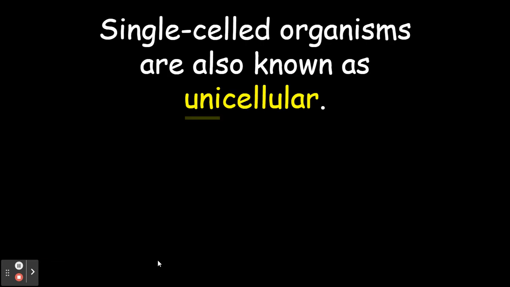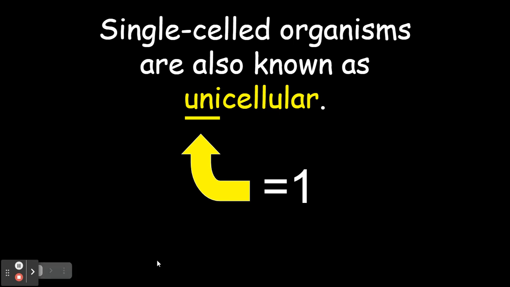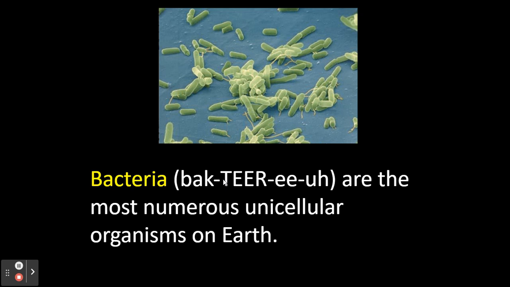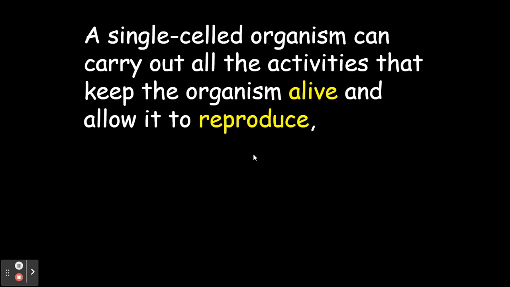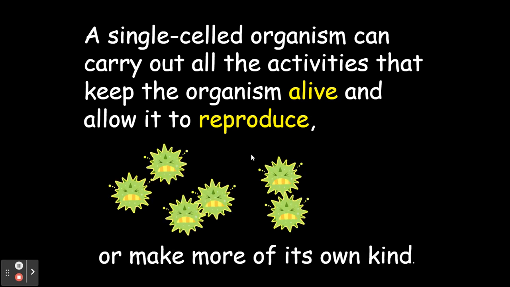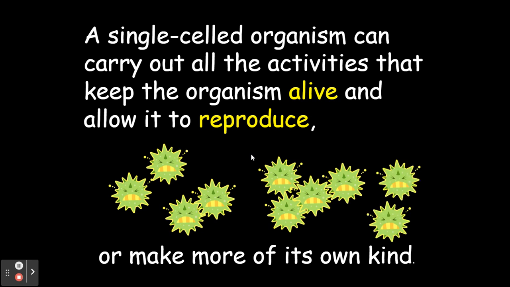Single-celled organisms are also known as unicellular, meaning one. Bacteria are the most numerous unicellular organisms on Earth. A single-celled organism can carry out all the activities that keep the organism alive and allow it to reproduce, or make more of its own kind.